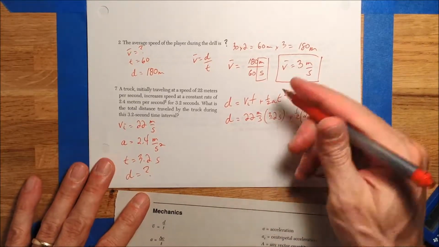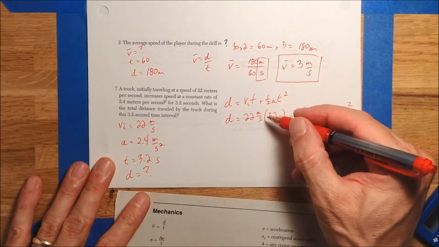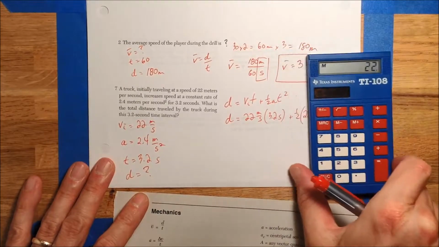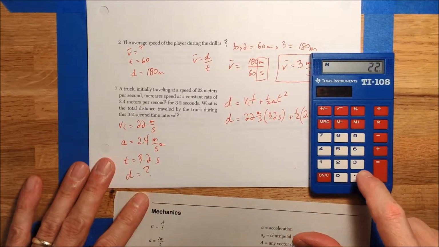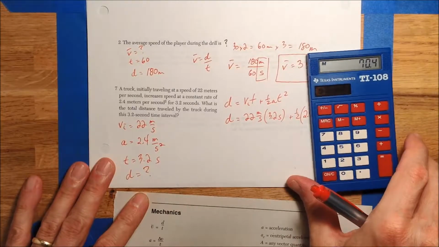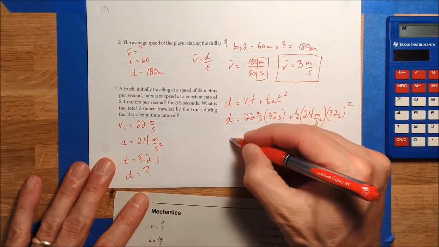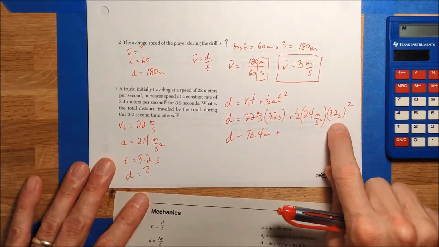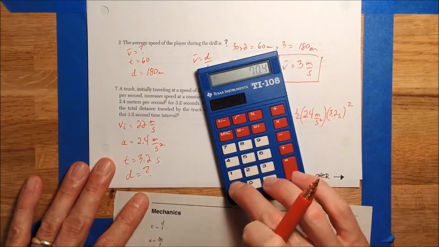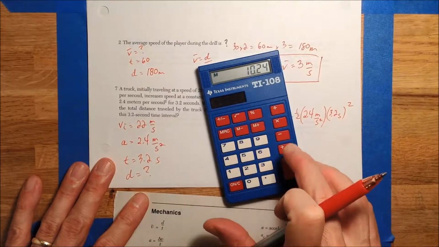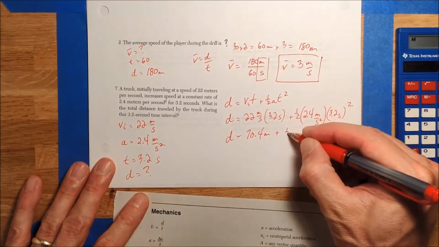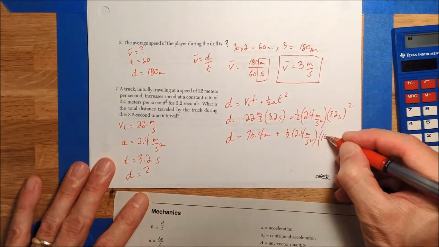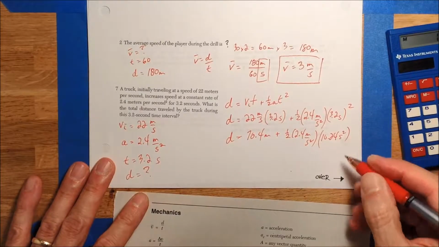Okay, so what are we going to have here? We have to look at the units. The seconds and the seconds will cancel. So this is going to give me 22 times 3.2 equals 70.4, and the seconds cancel. It's going to be meters. So now d equals 70.4 meters plus. Here I'm going to have 3.2 squared. 3.2 times 3.2 equals 10.24. So plus 1/2, 2.4 meters per second squared times 10.24, and the units are seconds squared.